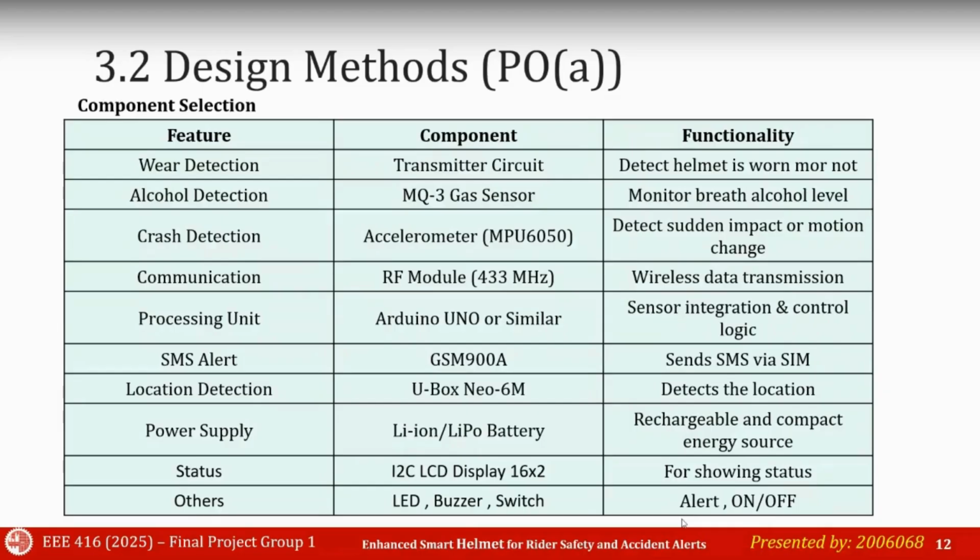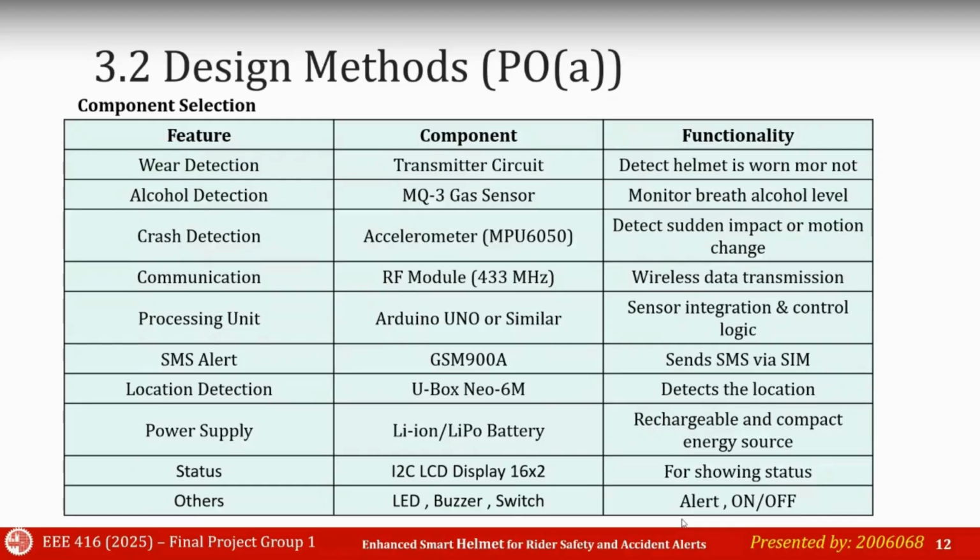Then for alcohol detection, we want to use the MQ3 gas sensor. For crash detection, we want to use the accelerometer MPU6050. For communication, we want to use an RF transmitter and receiver module of 433 megahertz. For processing all the data from the different sensors, we want to use Arduino Uno as our microcontroller. And for SMS or alert, we are using the SIM900A GSM module. Then for location detection, we want to use the u-blox NEO-6M. And for power supply, we are using LiPo batteries. For the transmitter circuit and receiver circuit, we are using different LiPo batteries.